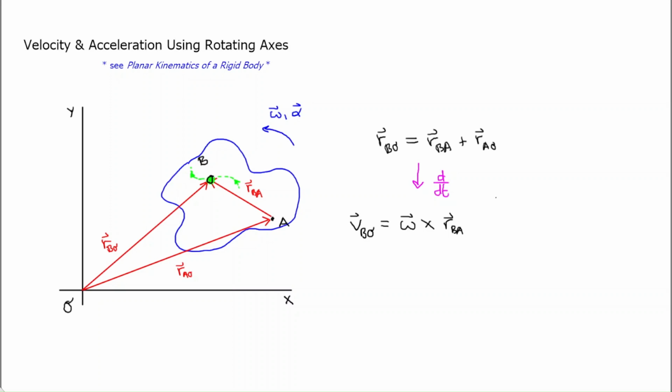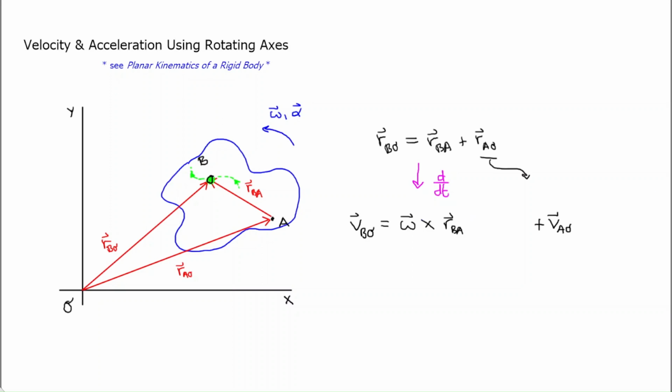We figured out in the previous video that's going to take the form of this cross product omega cross R sub BA. Now I'm going to leave a little blank space here and go to the end. And then the time derivative of R sub AO, well, A has some sort of motion with respect to O. So that time derivative is velocity AO.